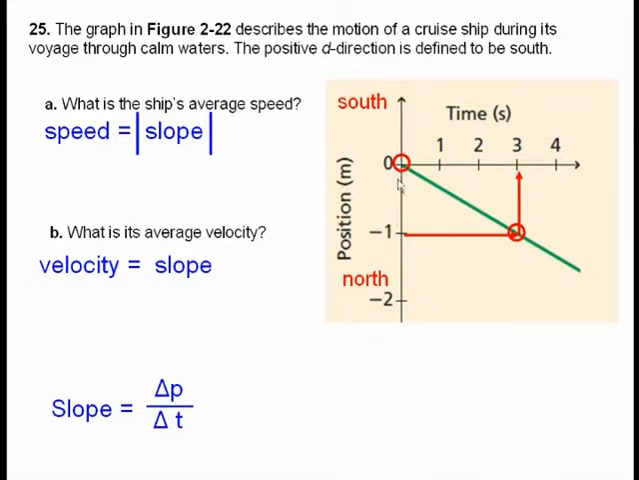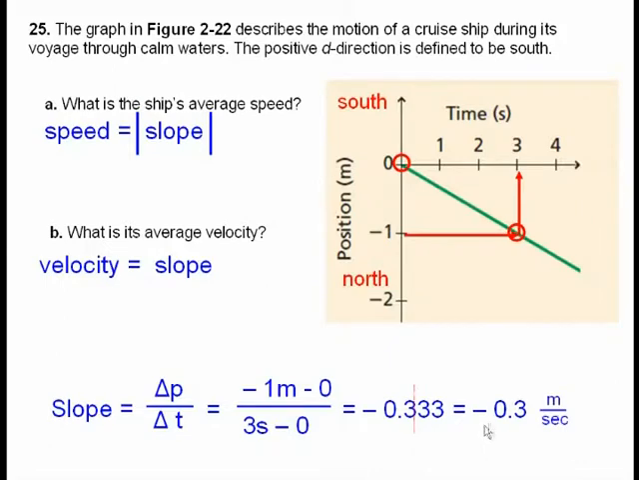So for my rise, actually it's a drop. We're going down 1 meter. And then for my run, we're going over 3. So minus 1 meter over 3 seconds comes out to 0.3333 in the negative direction. And then rounding for significant figures, all of our numbers are measured to one place. I'm going to have to round this one to one place. So we'll get negative 0.3 meters per second.